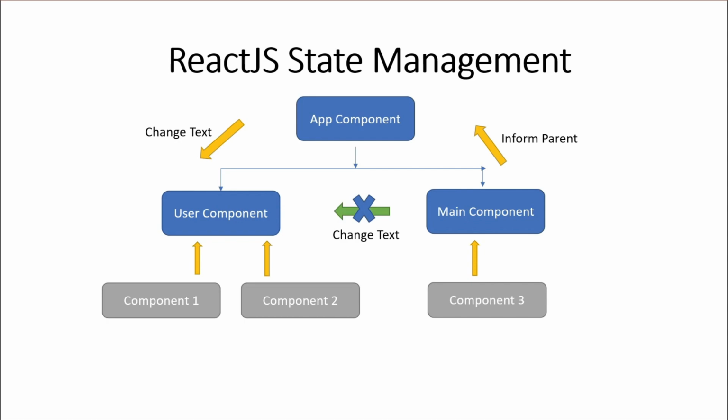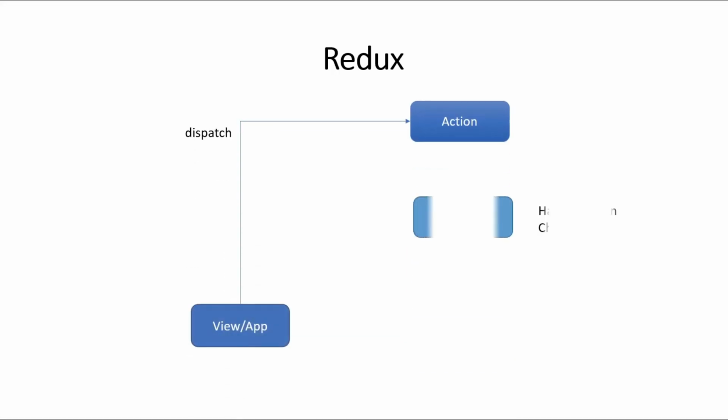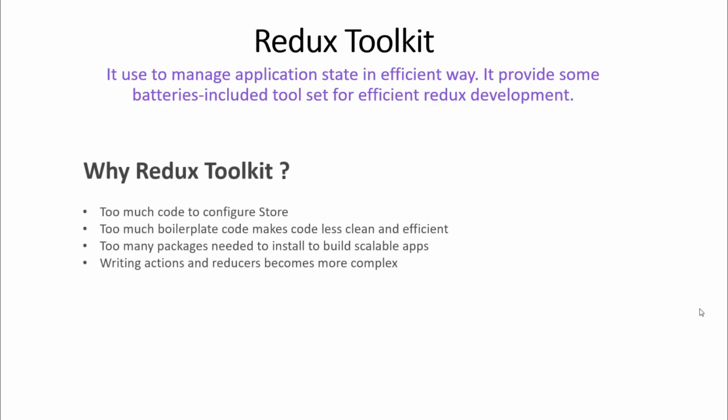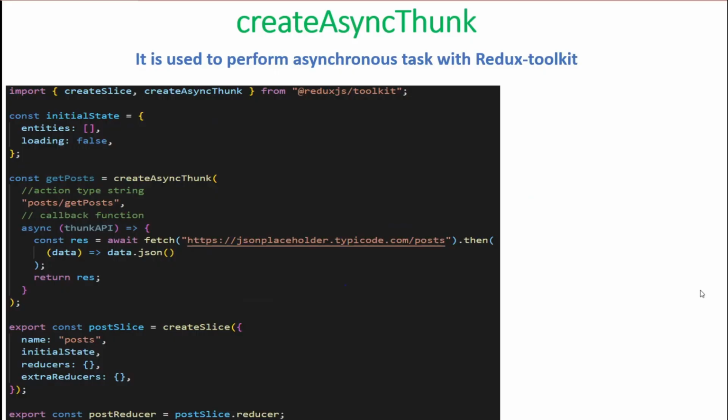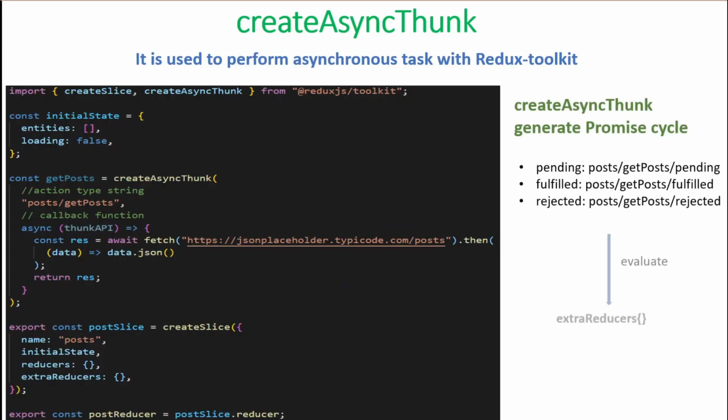So first we will start with some theoretical concepts. We will try to understand the core problem of React, why we use Redux with React, what is Redux Toolkit, what APIs are included inside Redux Toolkit, and what is createAsyncThunk. All these concepts we are going to understand with the help of a PPT.